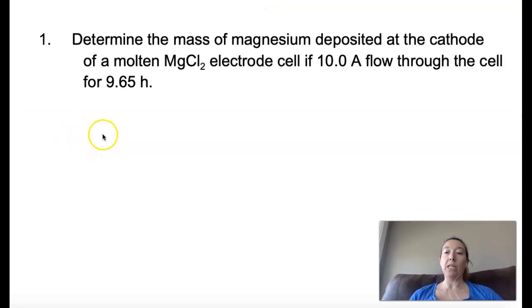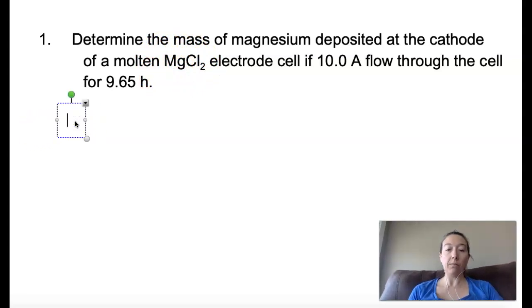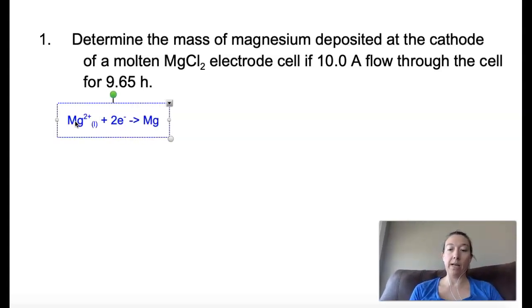So, first thing I need to do is start by deciding what half reaction I care about. Because it's asking me to determine the mass of magnesium deposited, I care about the magnesium half reaction. Because we're starting with a magnesium chloride molten cell, our half reaction is Mg2+ as a liquid because it's molten, plus 2 electrons to give me magnesium as a liquid. This is the same half reaction as what's in my red data booklet. The only difference is I've made these liquid instead of aqueous and solid.